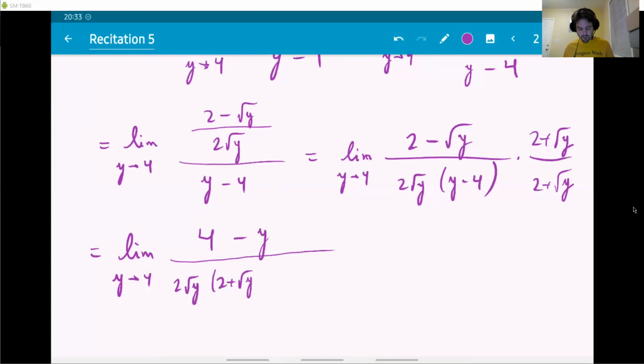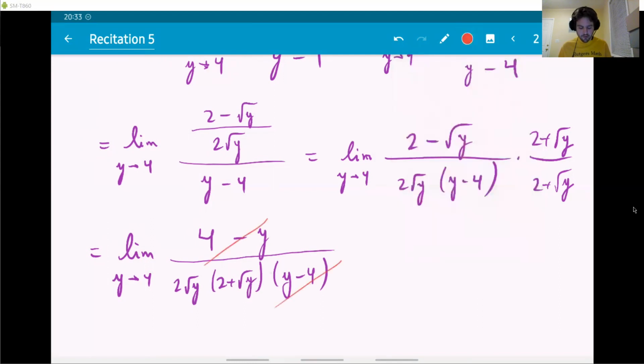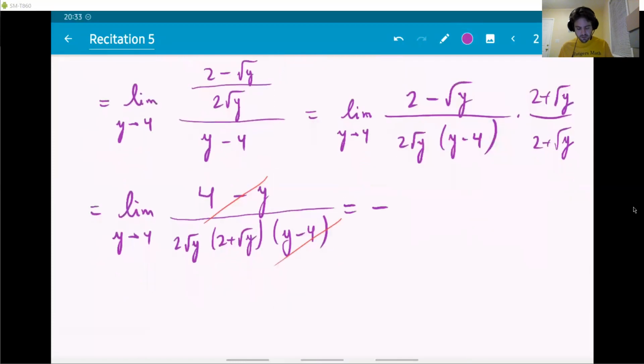You don't want to ruin what you already have, which is this y minus 4 right there, which is going to cancel with the numerator. Only thing to keep in mind is one of them has a minus sign, right? So after we cancel the 4 minus y with the y minus 4, you're going to get an overall minus 1 that you can even move outside of the limit at this point.